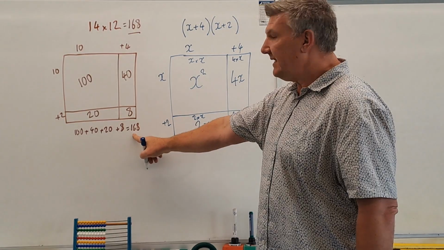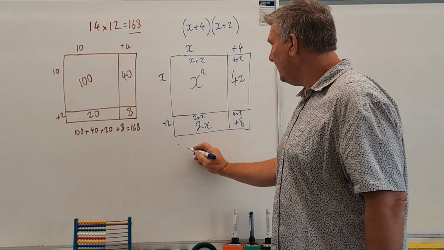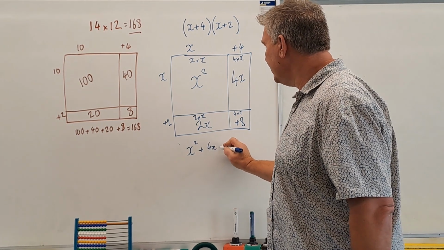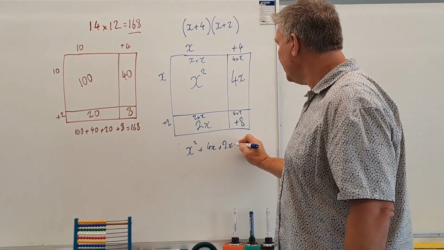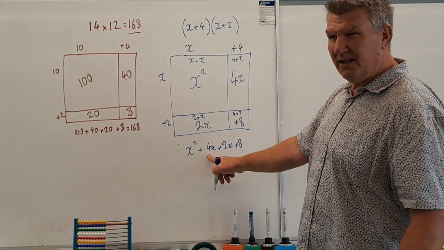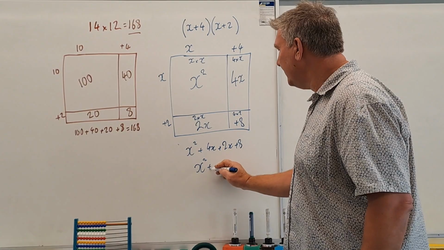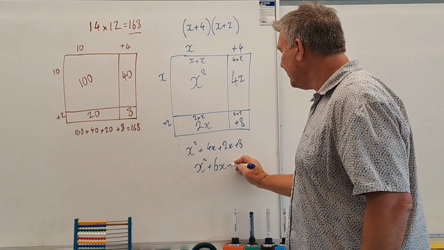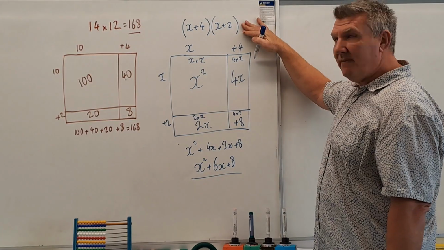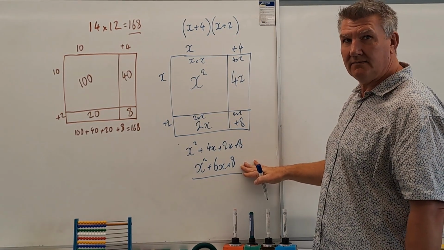And just as here we need to add up all the individual values in our larger space, here we have x squared. We're going to add on 4 x's and 2 x's and 8. The only like terms, I don't like using the phrase, but this will become x squared plus 6 x's plus 8. These are the dimensions of our rectangle. This is the area of our rectangle.